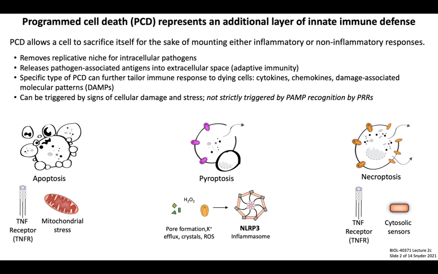Lastly, I want to stress the fact that PCD can be initiated by signs of cellular damage and stress. For apoptosis, this includes signaling through the TNF receptor, as well as molecules released by stressed mitochondria. For pyroptosis, this involves the diverse stimuli that can trigger NLRP3 activation, which we discussed in the last lecture. And for necroptosis, this includes both the TNF receptor as well as some other cytosolic sensors of viral infection. So PCD also differs from most forms of pattern recognition in that it can be triggered independently of PAMP recognition by PRRs, and instead occurs in response to more general signs that cellular integrity has been compromised and the cell needs to be eliminated.